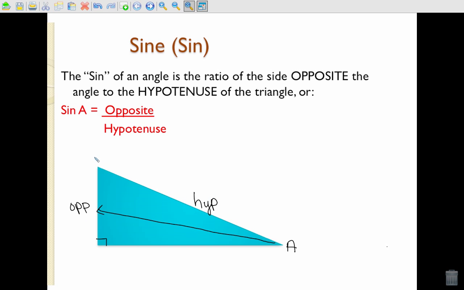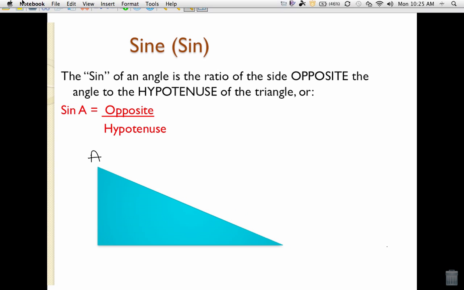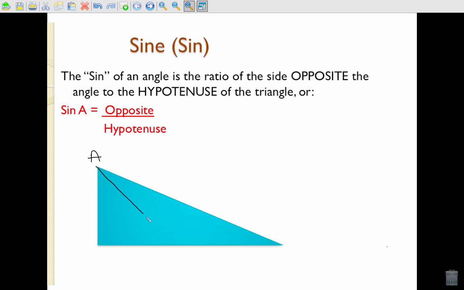If I want to talk about if angle A is up here, let's move angle A. Then the side opposite this angle is down here. So where opposite is depends on the angle. The hypotenuse is always the hypotenuse. Okay, so make sure you pay attention to where your angle is.